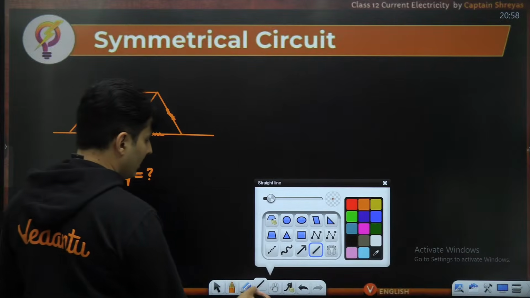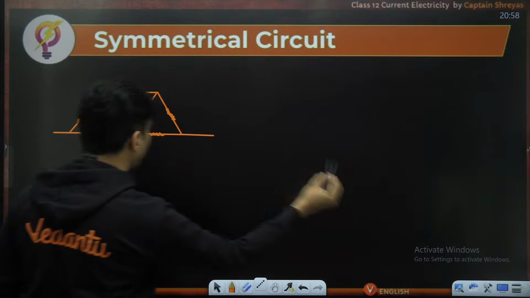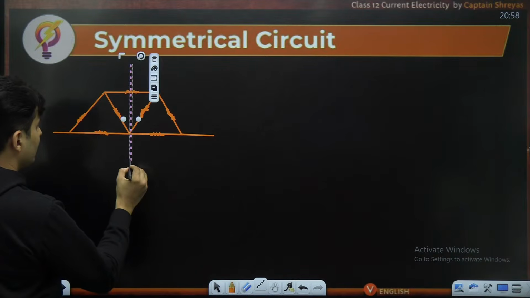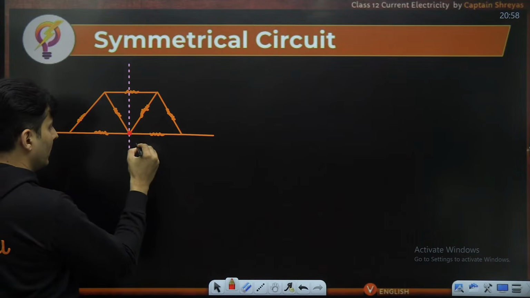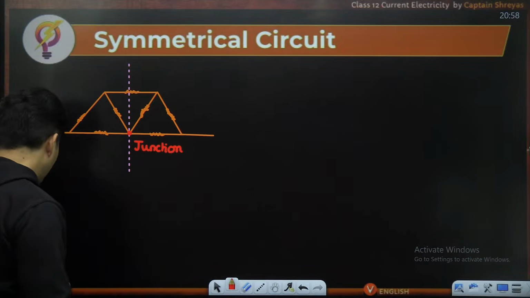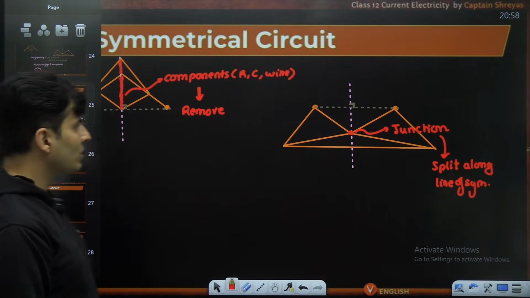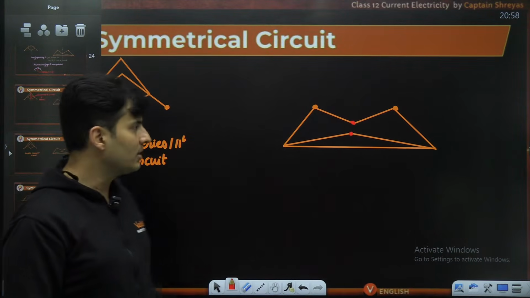As you can see, 100% I can figure out there is some kind of line of symmetry over here. If I draw a line, yes, there is a line of symmetry. And on that line of symmetry, I can definitely see a junction over here. And what did I say? The rule was whenever you see a junction, split it across the line of symmetry.